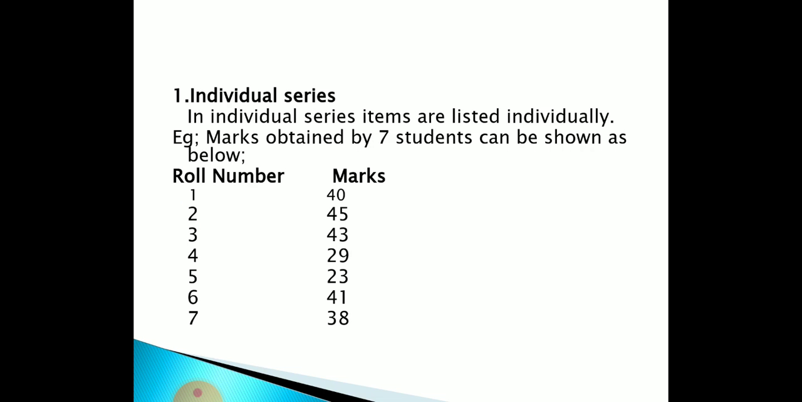Let's take the first one, individual series. Here, items are shown one by one. In case of individual series, the items are listed individually. For example, the marks obtained by students in a class shown against their roll numbers. Okay, that is individual series. Roll number and then the marks of each student are shown against the corresponding roll numbers. That series is known as the individual series. These items are shown one by one or listed individually.